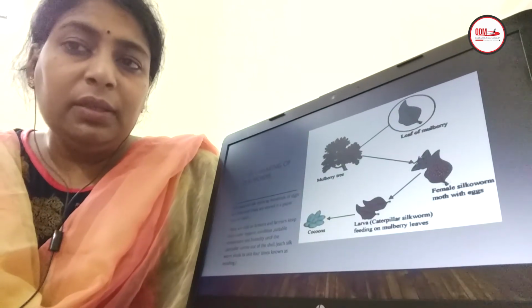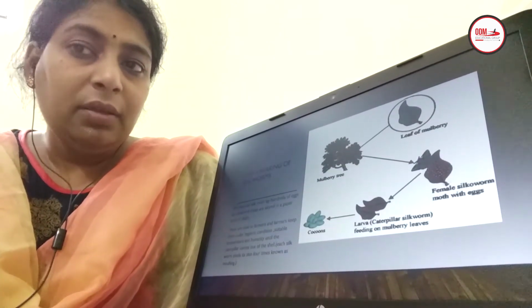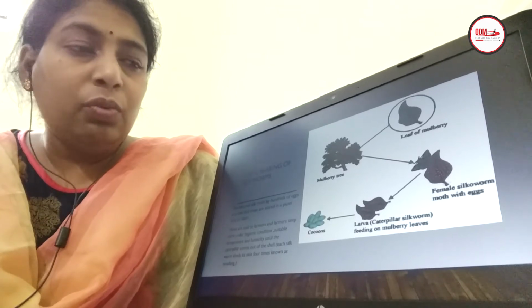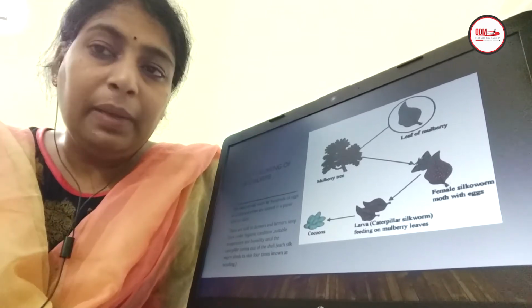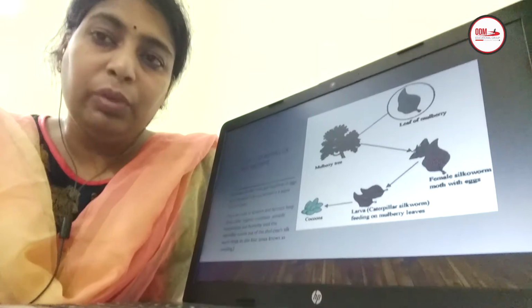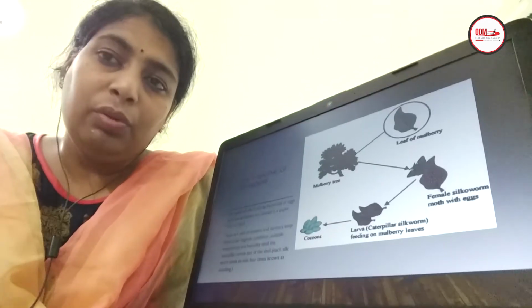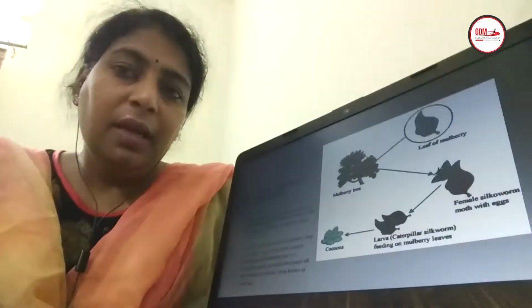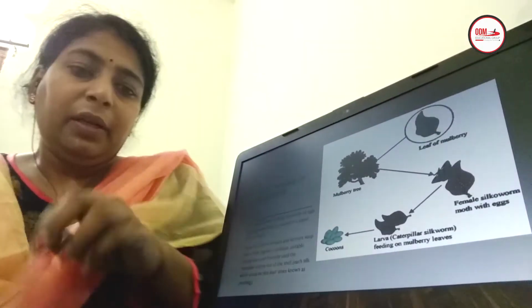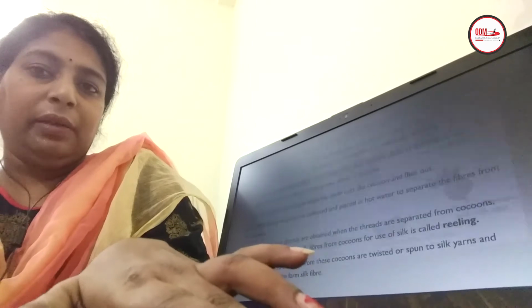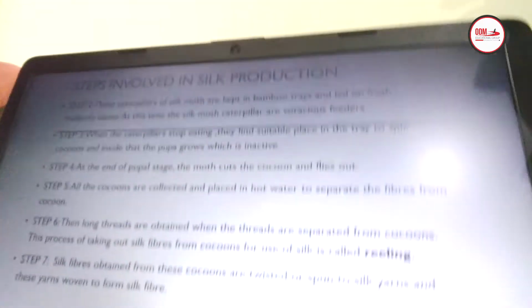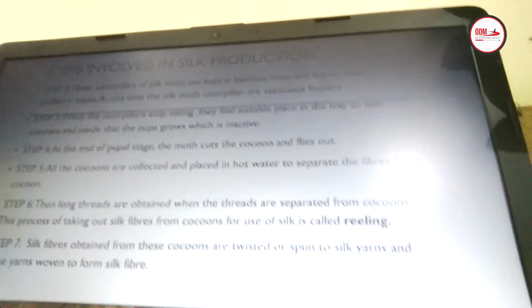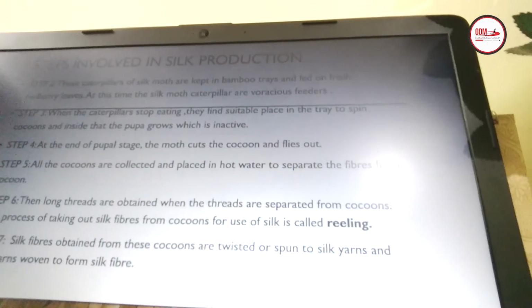So first of all, in the process, the farmer gets the eggs from other people who are cultivating mulberry plants and allow the silkworm to grow there, and the eggs are sold to the farmers. The farmer brings the eggs and starts the production of silk. Now let us see in a close view how they are produced.